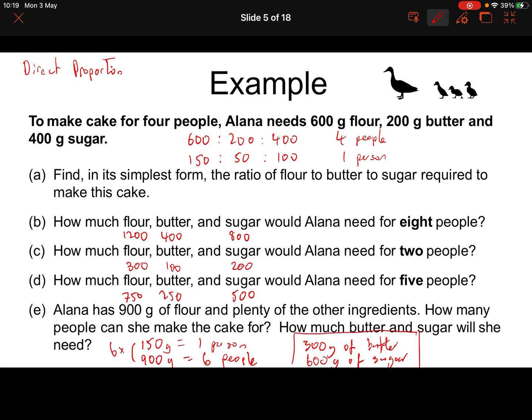Okay? So I hope that makes sense. You use the unitary method and it becomes really easy. Basically, how much for one thing?